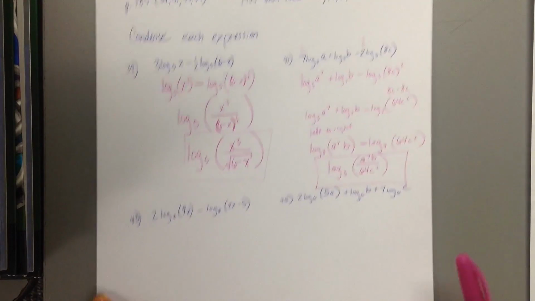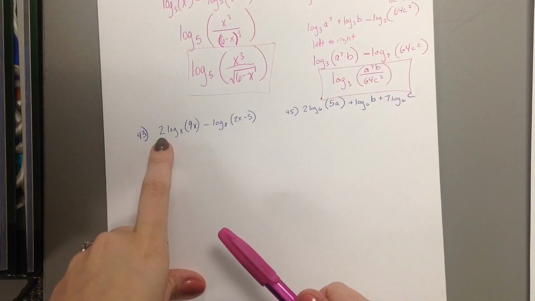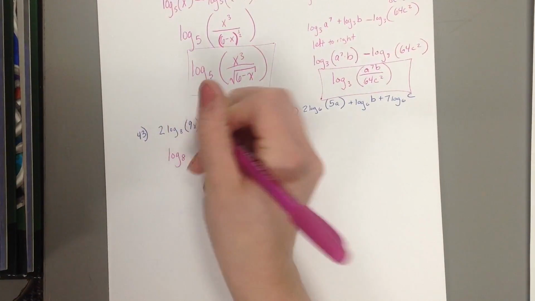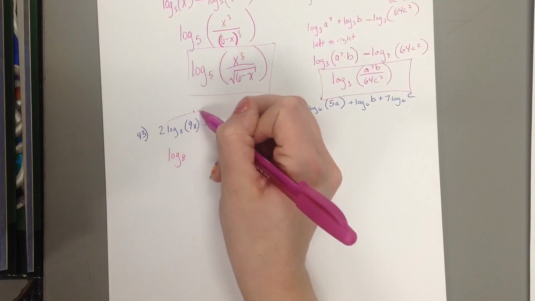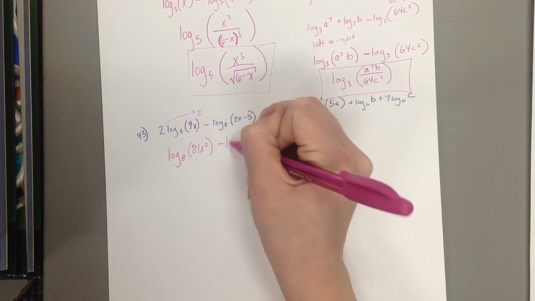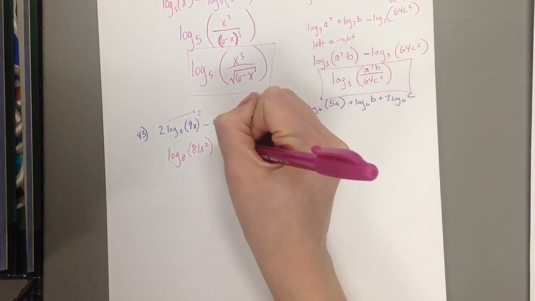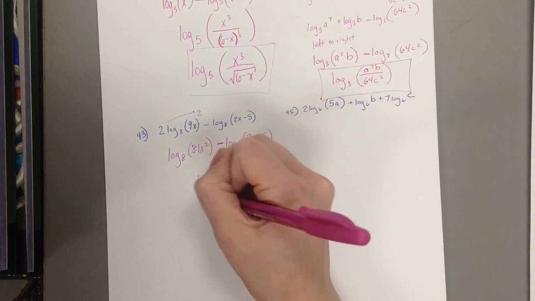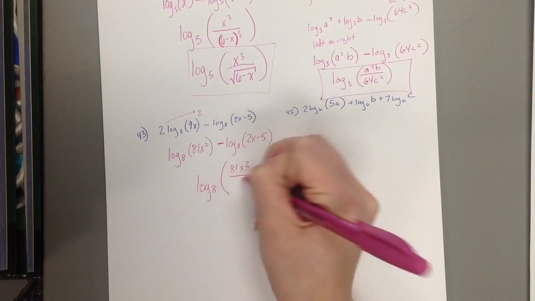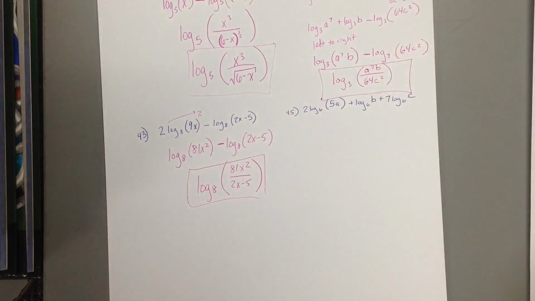Next two, I have one coefficient to deal with here, so up it goes. I have log base 8 of 9x whole thing squared, meaning 81x squared, minus log 8 of 2x minus 5. I am subtracting, so I'm going to make this a division problem. Log 8 of 81x squared divided by 2x minus 5. That is all the farther I can take that.